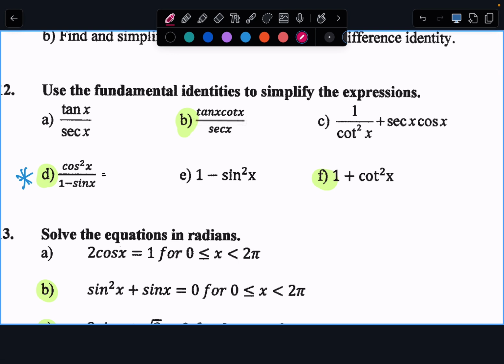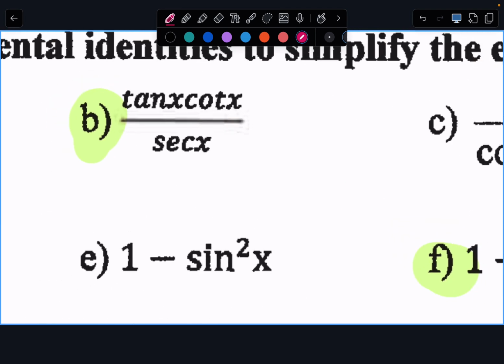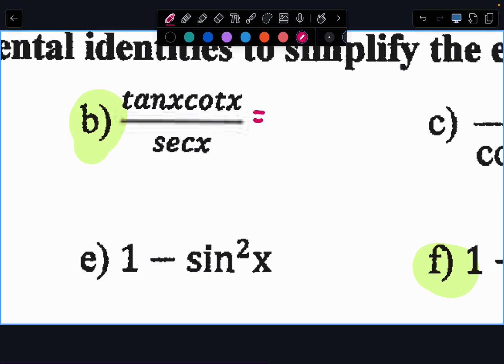Yeah, you only have a couple of strategies. You're looking for Pythagorean if things are squared. If they're not squared, you're probably turning it into sine and cosine and crossing out, okay? So if we can do B real fast. Anybody know what the top is going to equal?